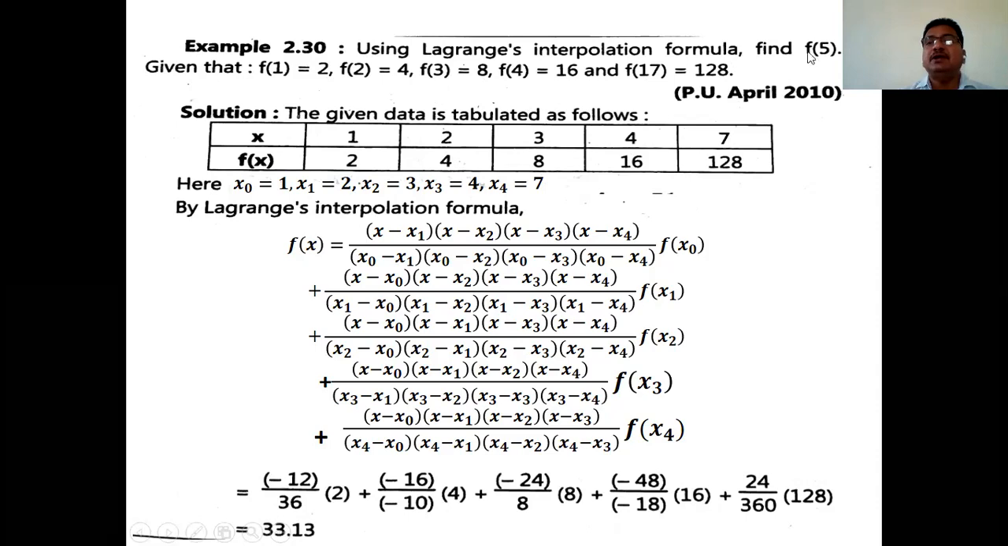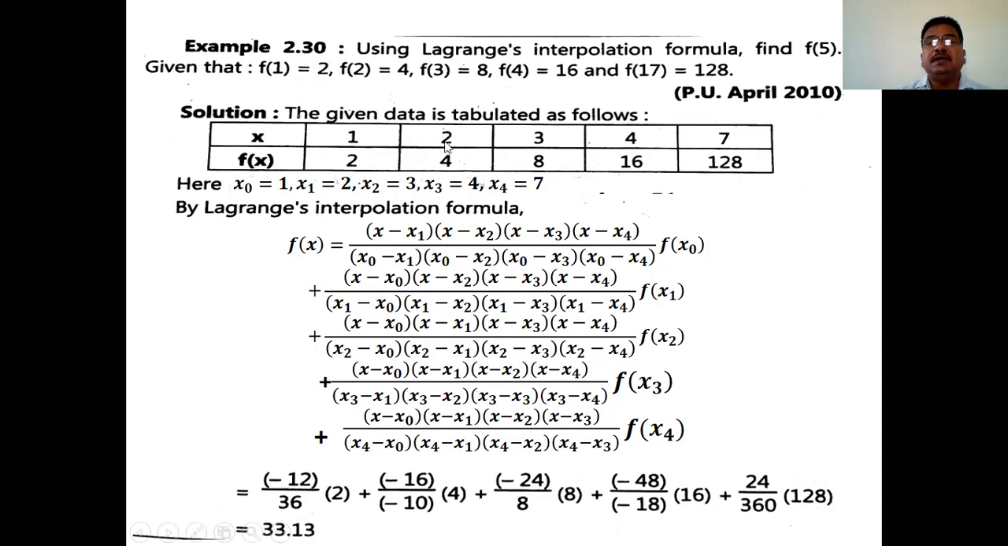And what do we have to find? We have to find f of 5. That is, we have to find the value corresponding to 5. And 5 lies between 4 and 7. So this is the problem of interpolation. And here the question says to use Lagrange's interpolation formula. If this is not given, and only the question is find f of 5, then also we have to use the Lagrange's interpolation formula, because we cannot use Newton's forward interpolation formula or Newton's backward interpolation formula for this problem, because the values of x are not equidistant.